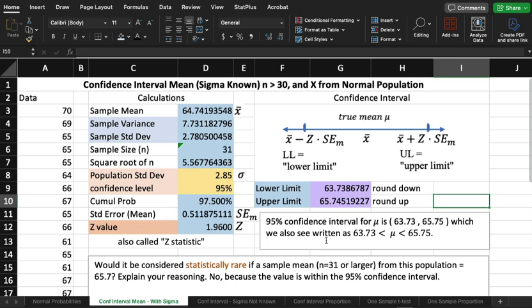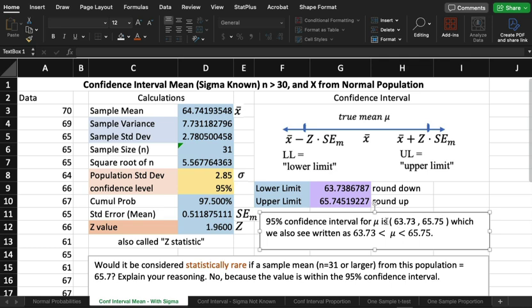And that's because of our confidence interval. We want to make sure that we capture the true mean inside of these numbers. So you'll notice it's an open interval. The statement we would make here is the 95% confidence interval for mu, not for X bar, for mu, is parenthesis 63.73 comma 65.75 close parenthesis.